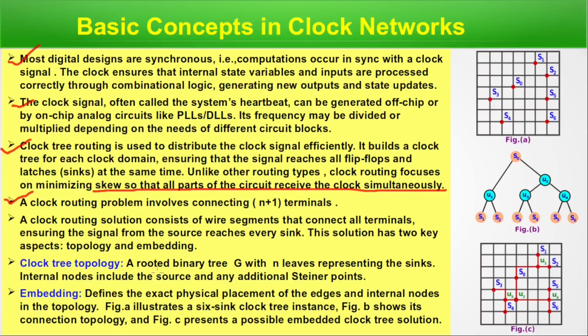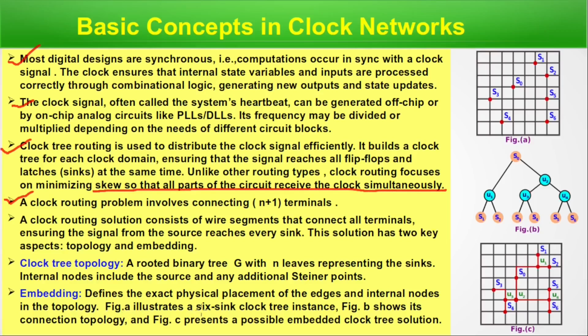Clock tree topology is a rooted binary tree G with n leaves representing the sinks; internal nodes include the source and any additional Steiner points. Embedding defines the exact physical placement of edges and internal nodes in the topology.